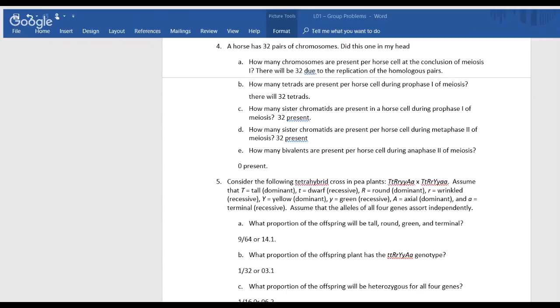So how many sister chromatids are present in a horse cell during prophase 1 of meiosis 1? Prophase 1 of meiosis. So during prophase 1, there's going to be 32, because there's going to be ultimately 64, 32 homologous chromosomes in the replication, which is 32 present.